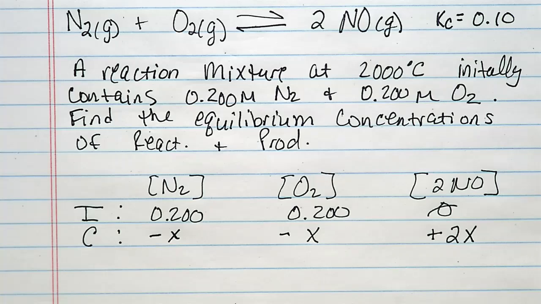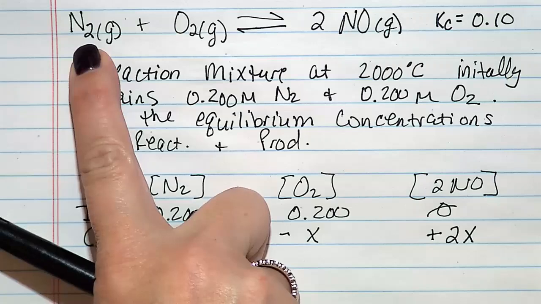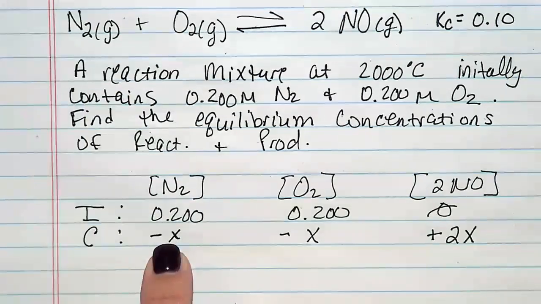And you know it's 2 because of that coefficient? Yep, because of the coefficient from the balanced chemical equation. If there was a 3 in front of N2, I would have put minus 3X.